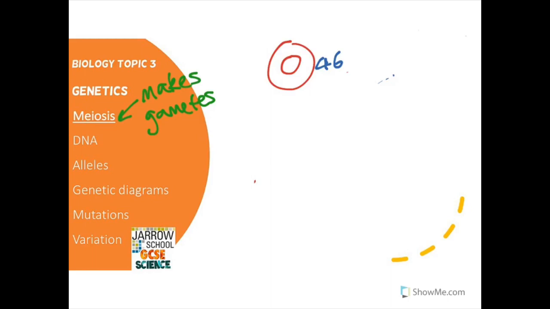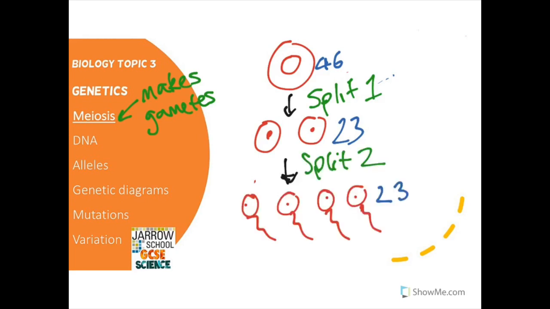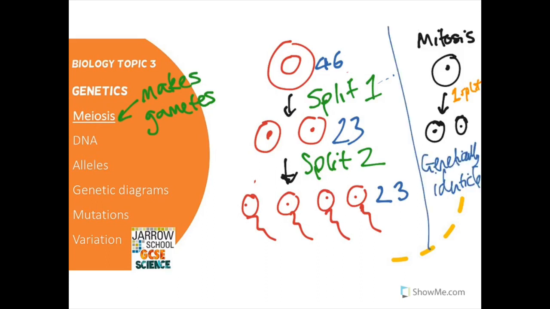So just to summarise really simply, we started with a cell with 46 chromosomes. Now we've got 2 cells with 23 chromosomes each. This split again, making 4 daughter cells with 23 chromosomes. So compared to mitosis, which only had 1 split, meiosis has 2 different splits.